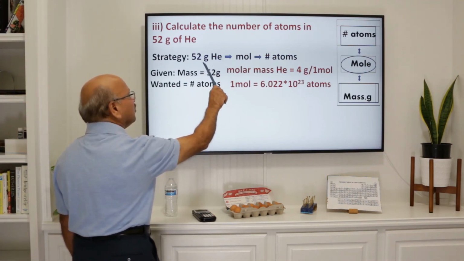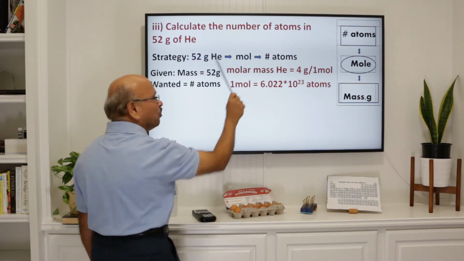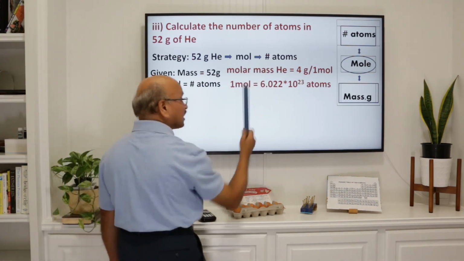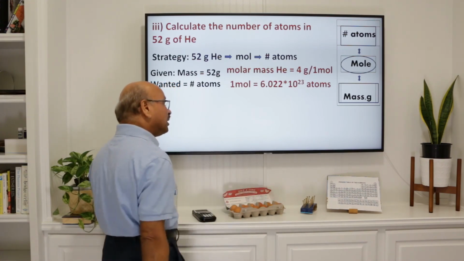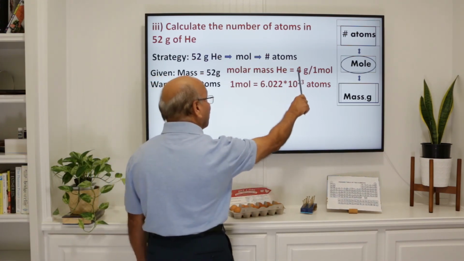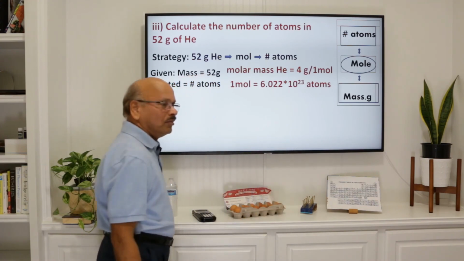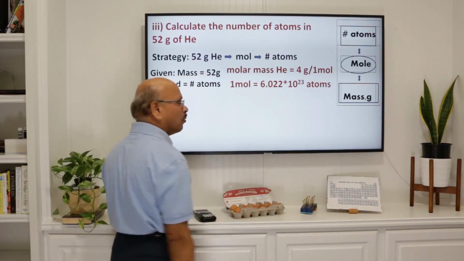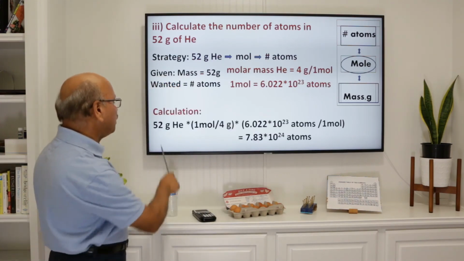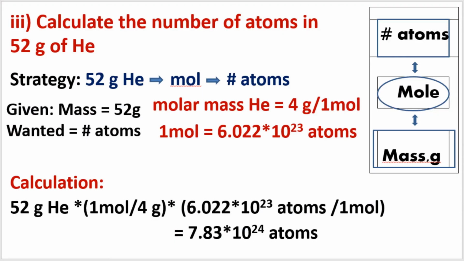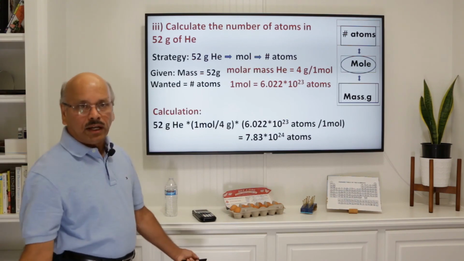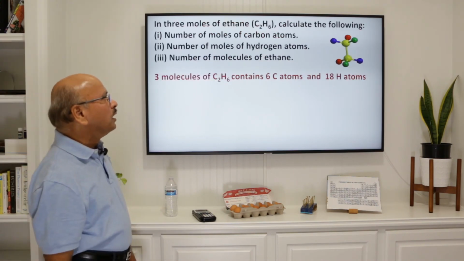52 grams of helium to moles. Using what? Mass to mole, molar mass. We know the molar mass. How will you get the molar mass? Use the periodic table. We already know it's 4, so it should be 13 grams per mole. Second step is mole to number of atoms. We use the Avogadro number. So if you calculate starting from the 52 grams of helium, use the molar mass to find the mole, then use the Avogadro number, and then you are going to get what? The number of atoms in that.